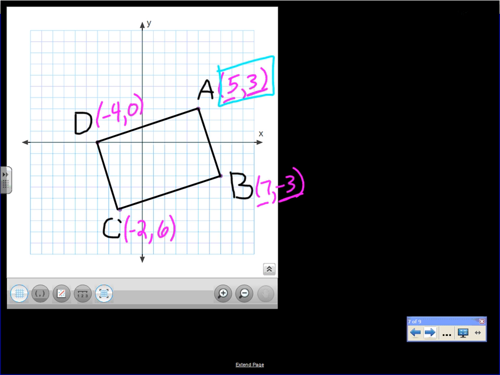I want you to write the equations for the lines that pass through the points AD and also through the points BC. I want you to write those two equations. Go ahead and pause the video and work on this, and then I will come back here in one moment and work these out for you so you can check to make sure you're right.